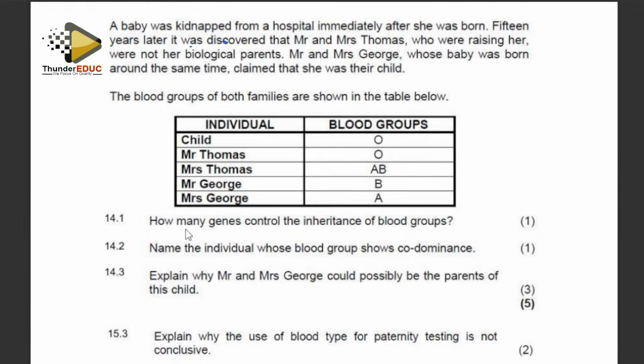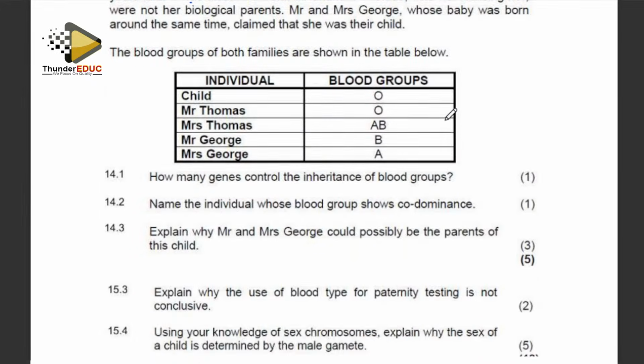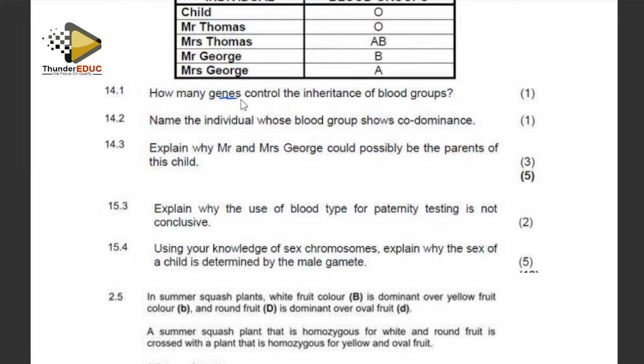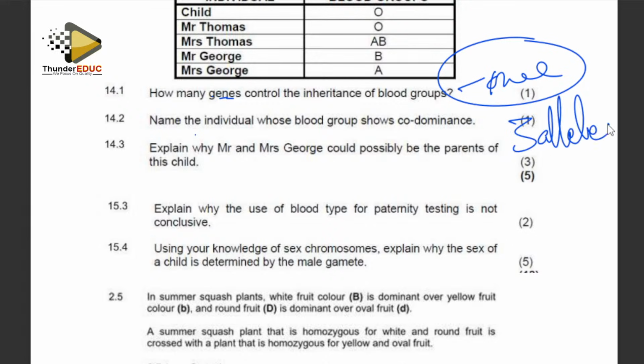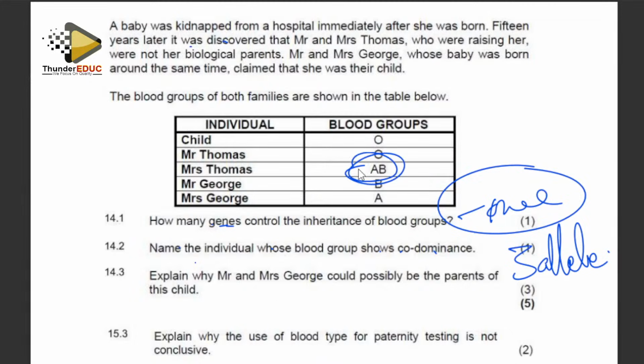Blood group, I talked about blood group yesterday. How many genes control blood group? Obviously, it's one gene called blood group. How many alleles control blood group? We said the alleles are 3. All right, we continue. Go to the next point. Name the individual whose blood group shows codominance. So codominance is being shown by AB.